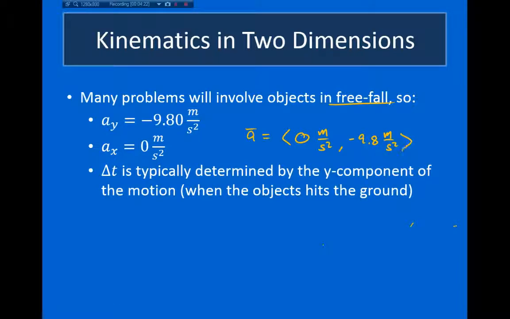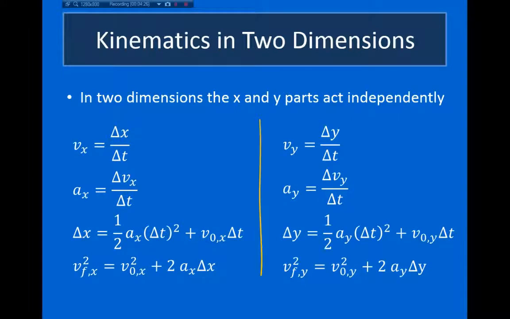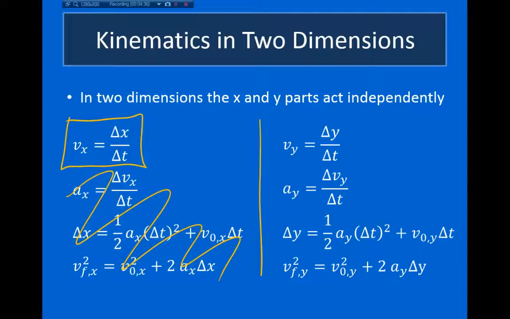This is very, very useful because if we go back to the previous slide here, we can see that if my acceleration in the x direction is 0, then all of these equations down here go away. And the only equation we have that describes motion in the x direction is this equation right here. The velocity in the x direction is delta x over delta t. So this is really, really useful.